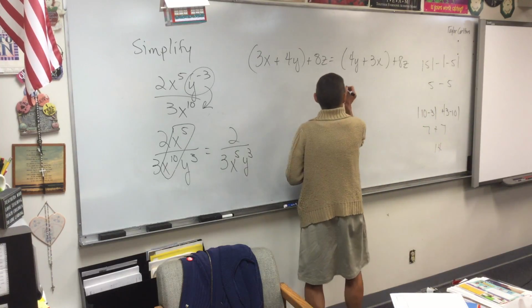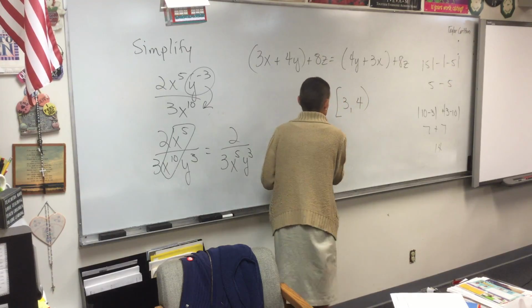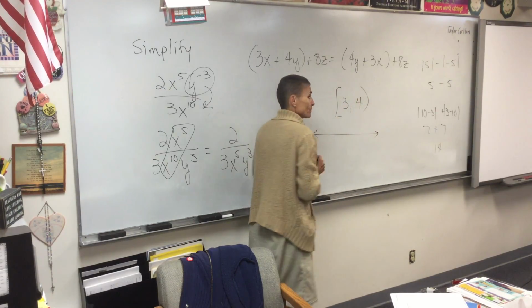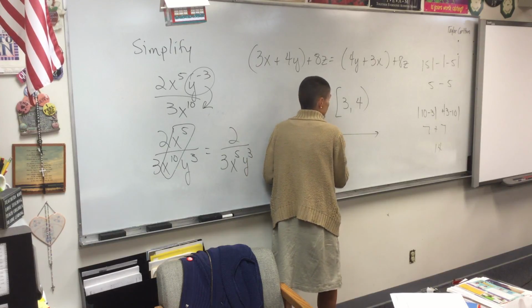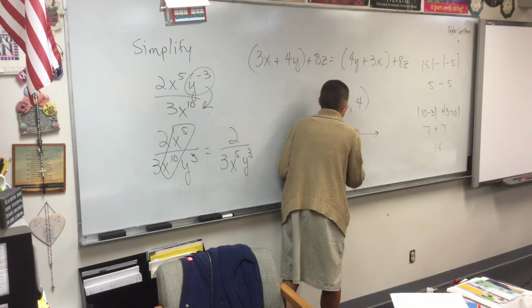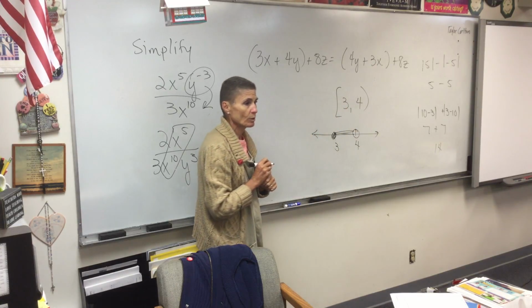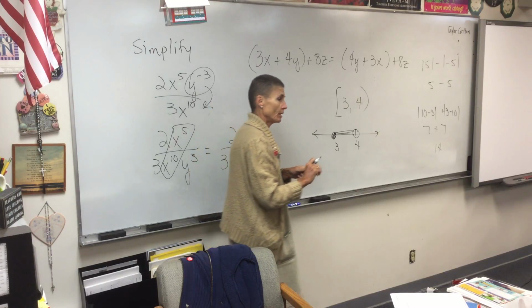All right, one more. What does this look like on the number line? If I were going to draw that on the number line, what would that look like? Closed circle at 3, open circle at 4, shaded in between. Correct? All right, you can go.